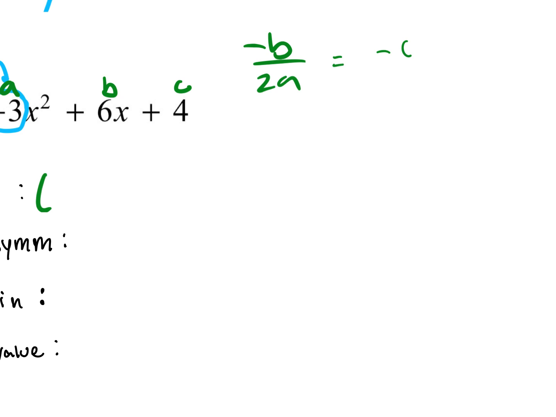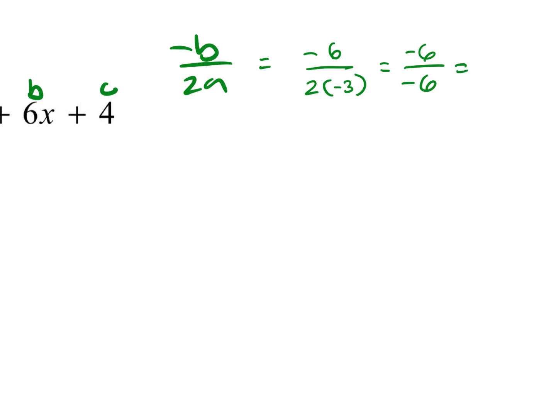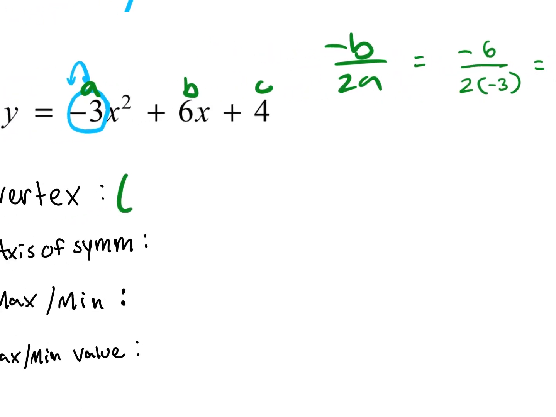All right, let's plug it in. So we have negative 6 over 2 times negative 3. Be super careful with the signs and with the math here. I think a common mistake that most people made on the quiz, which I'm going to hand back now, was the signs. They just made a little sign error, which threw off the math with the rest of it. So just be super careful with your signs here. So you have negative 6 over negative 6. What does this simplify to? 1. So what is 1? The x in our vertex.